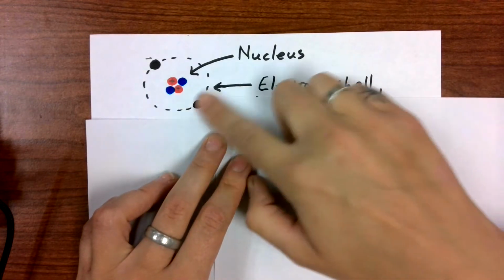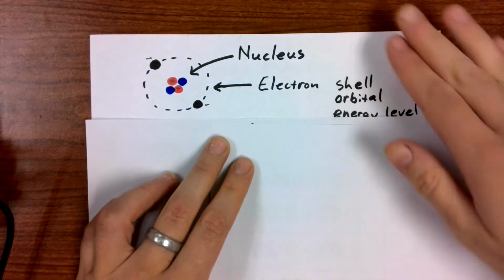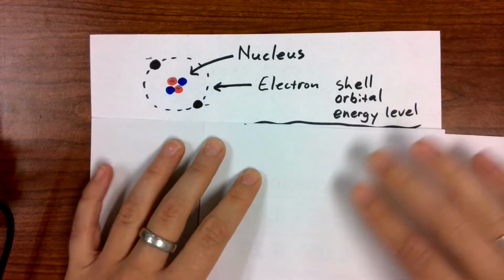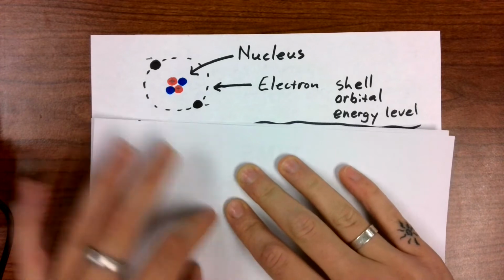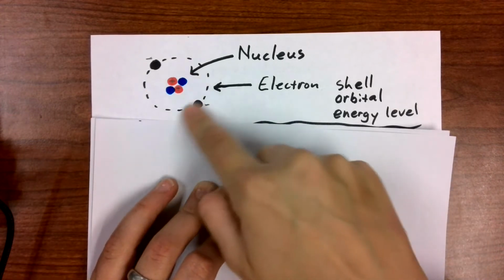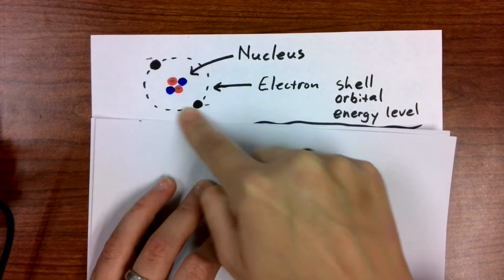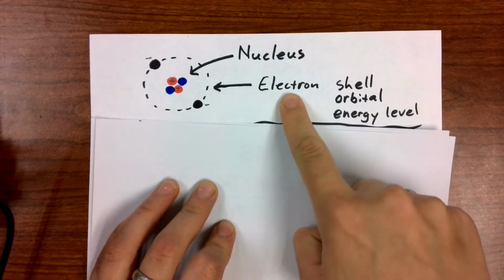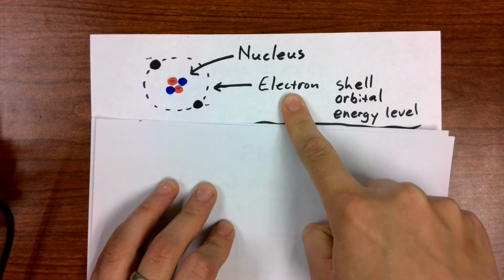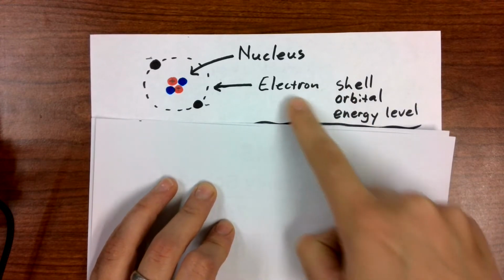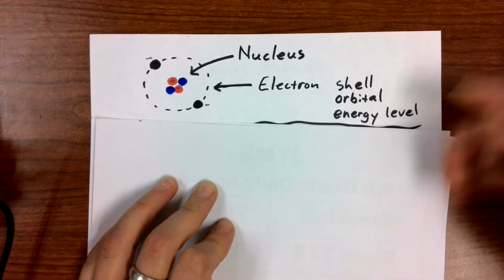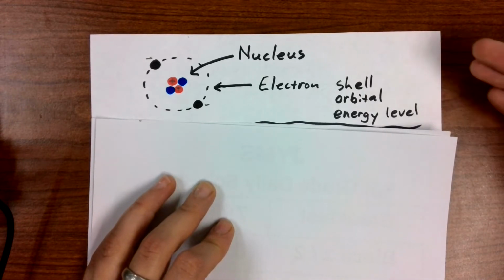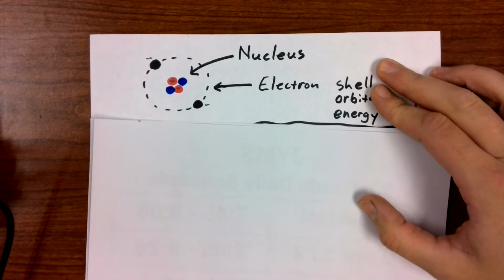And then outside this dotted line, I want you to realize that there are 3 different names for it. I tend to use energy level the most, but you're going to hear this circle of dotted lines where the electrons are called a number of things. Some people call it an electron shell. Some call it an electron orbital, and some call it an electron energy level. I want you to write all 3 down because they all mean the same thing. I want you to know all the terms, okay?